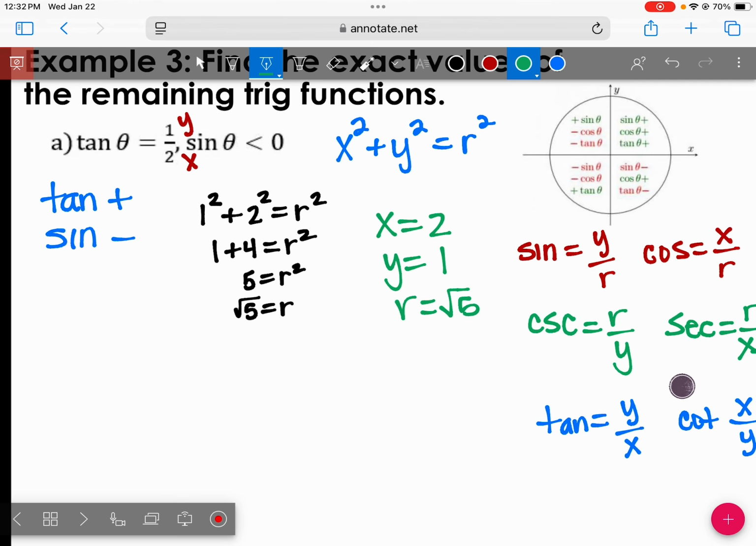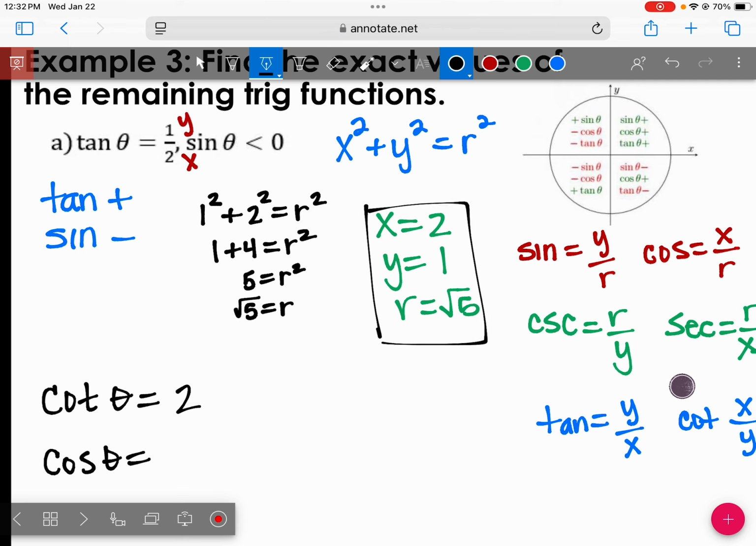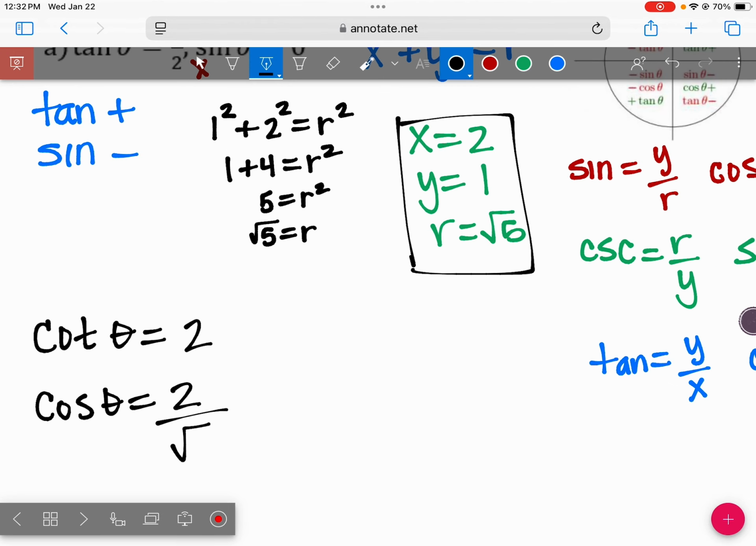Okay, so let's go ahead and get started. We already know tangent, so the easiest thing to find would be the cotangent of theta. What do you think the cotangent is going to be? 2. Now let's find the cosine. Cosine is equal to x over r. What did we say x was? Look in here. What is x? 2. What's r? Square root of 5. We have to rationalize that, so let's do that.